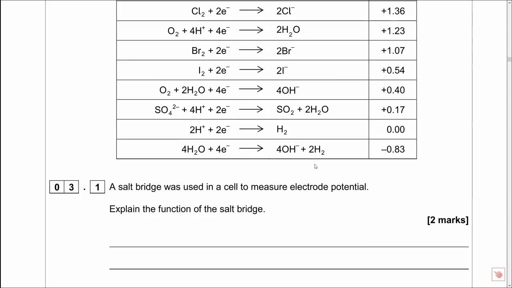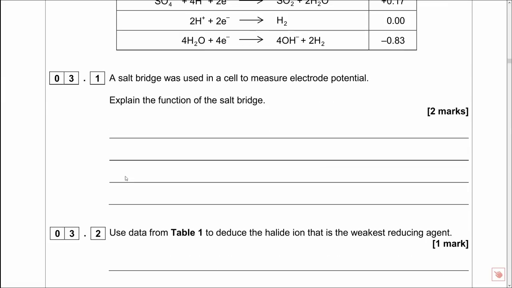We've got a salt bridge used in a cell to measure electrode potential. Explain the function of the salt bridge. Salt bridge, standard question. Ions move through the salt bridge to complete basically the circuit. Write these as two separate marks: to complete the circuit, and without the salt bridge there is no complete circuit.